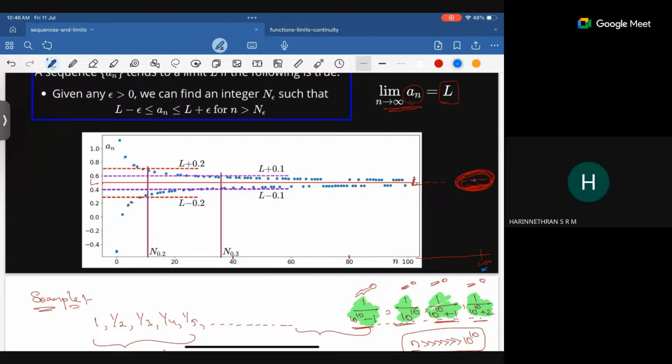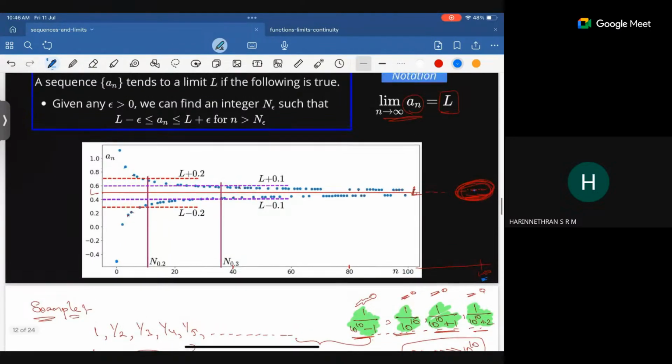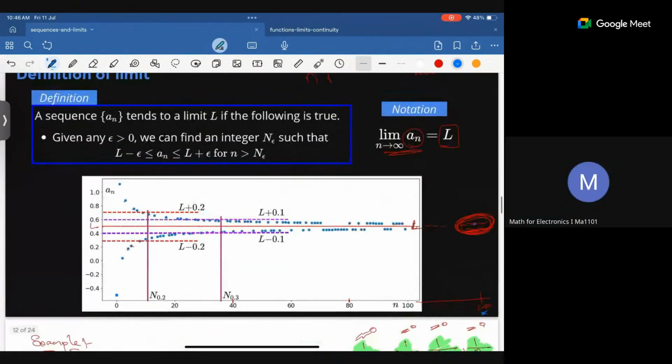So what is L plus limit plus 0.2, or L plus? That is a little confusing. That is why I didn't bring those things. So forget about it. Don't worry about these things. Just know the sequence and what is happening to the sequence at the end.